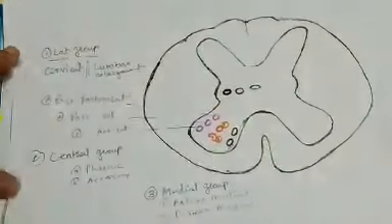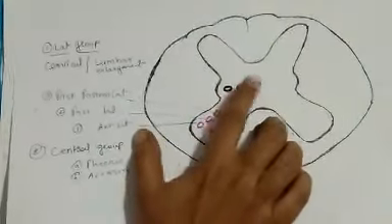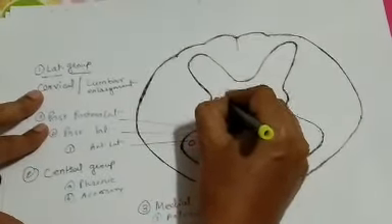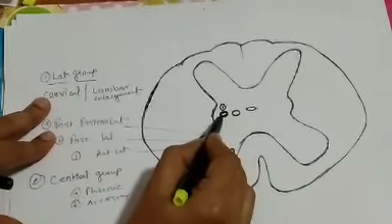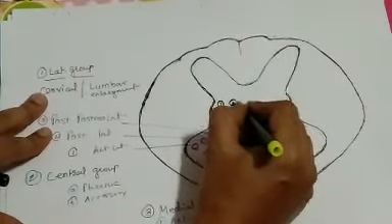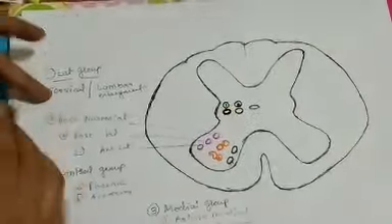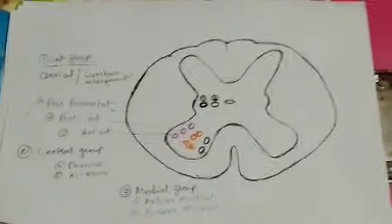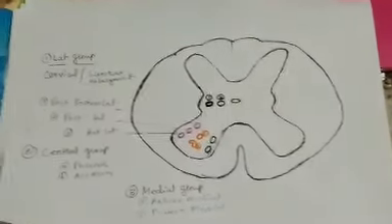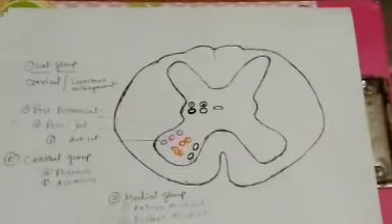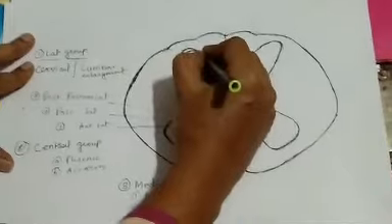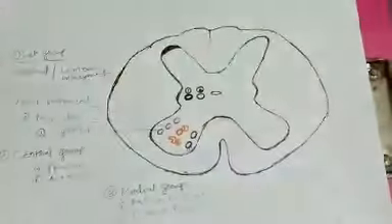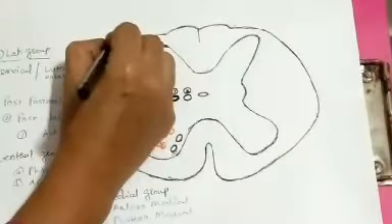This is about the intermediate group. There are two subgroups. First is intermediolateral and second is intermediomedial. Then posterior gray horn. Within the posterior gray horn there are four nuclei. First is marginal nucleus. This is marginal nucleus.